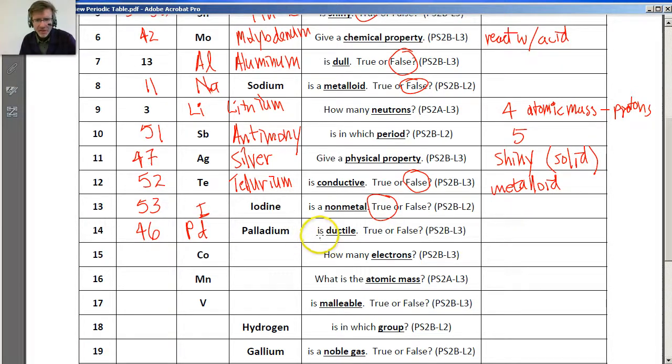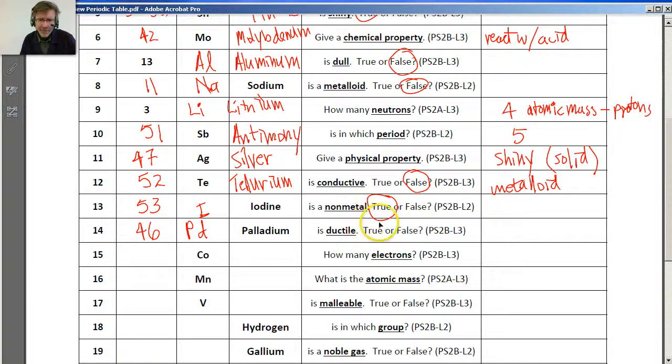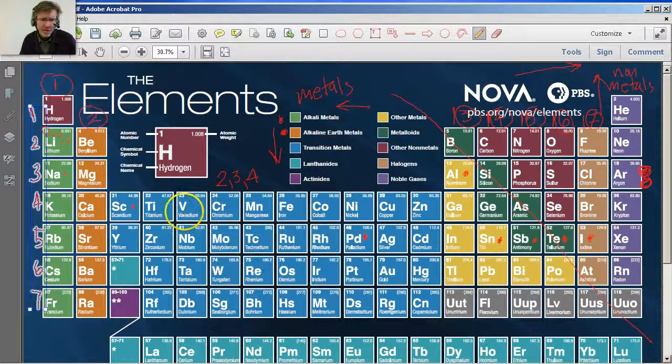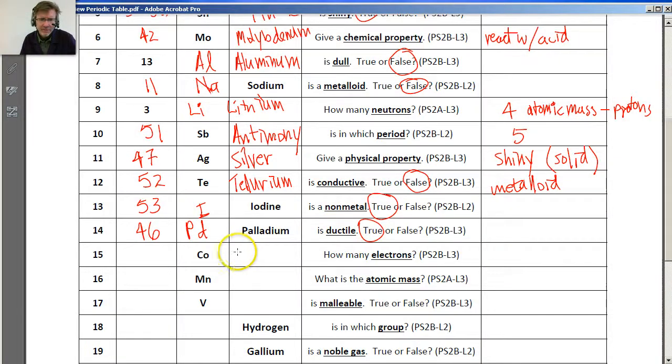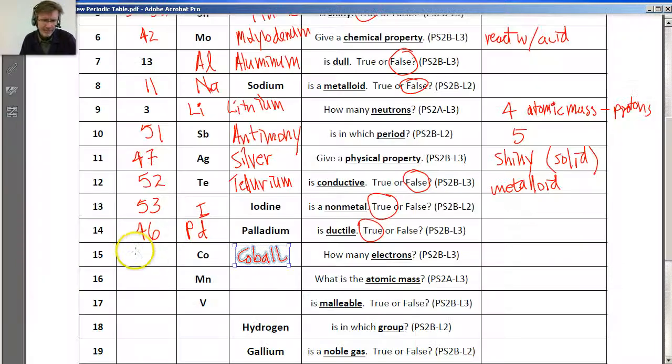Keep coming back to this question. It is a metal since it's here to the left of the metalloids. That means it's a metal. All metals are ductile. That's true. Co, moving on. Cobalt, Co. Cobalt's number 27 here on the periodic table. C-O-B-A-L-T. Cobalt, 27.